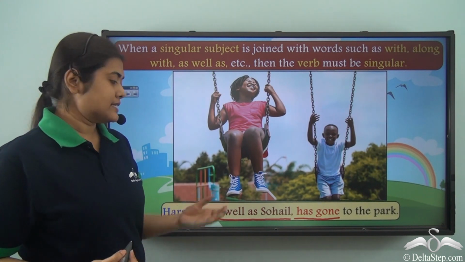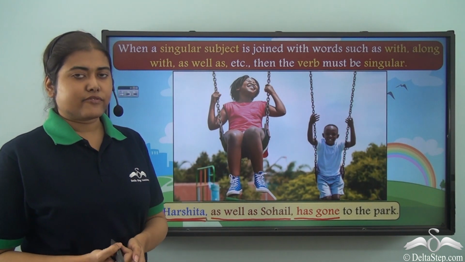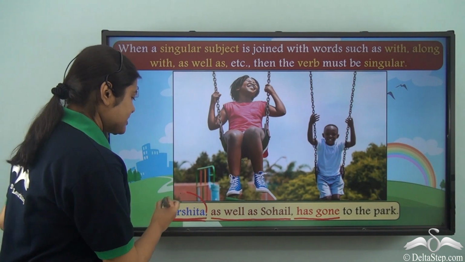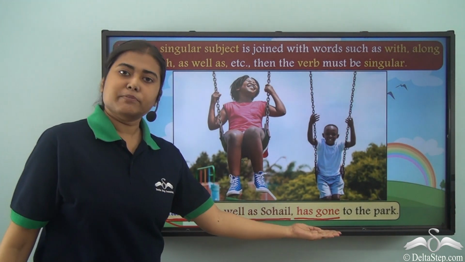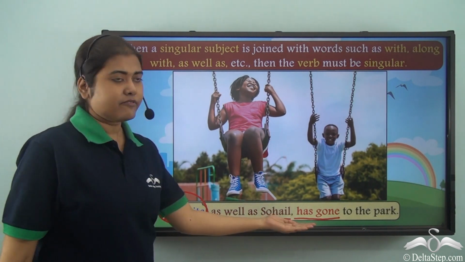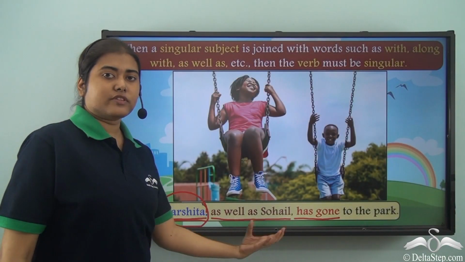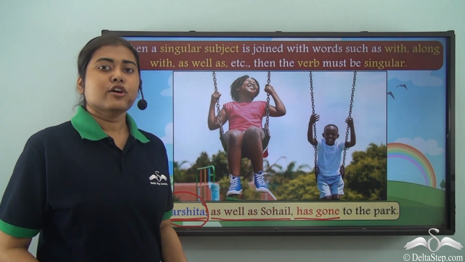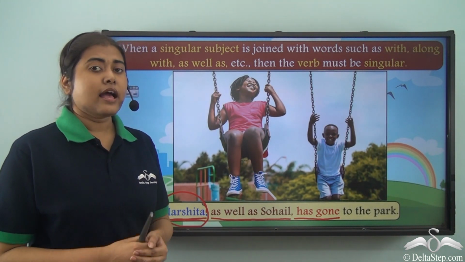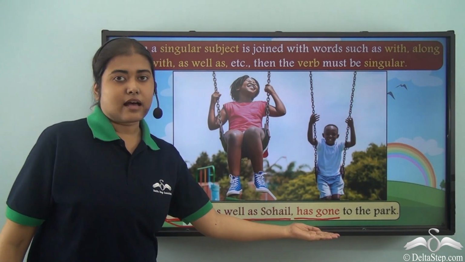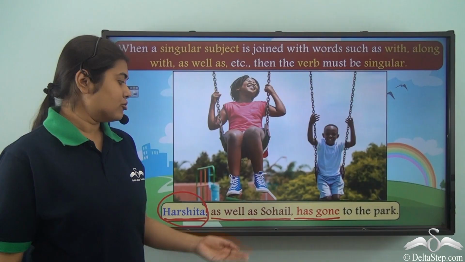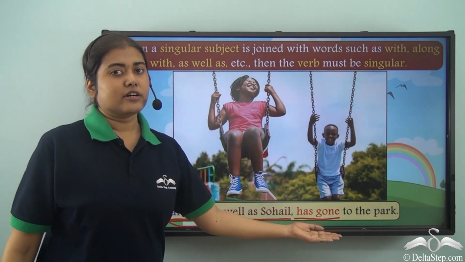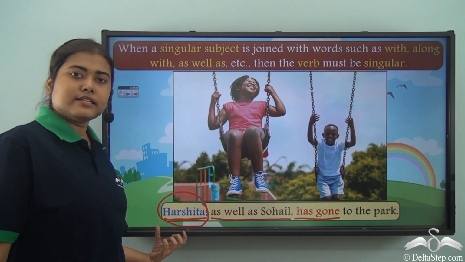So in using such words like along with, as well as, we need to be careful to note what part goes before as well as or along with. If this particular part is plural, then the verb will be plural. If this part is singular, the verb will be singular. So even though the meaning of this subject is actually giving a plural sense, that is Harshita as well as Sohail, so we are referring to both Harshita and Sohail, and we are referring to two people, still our subject is singular. Also we need to know that after as well as, even if we have a plural noun, we are still going to use a singular verb if the noun preceding as well as is singular.